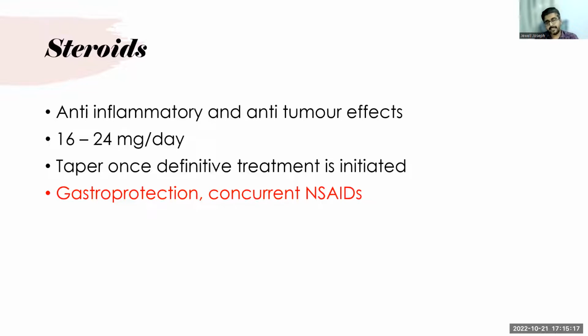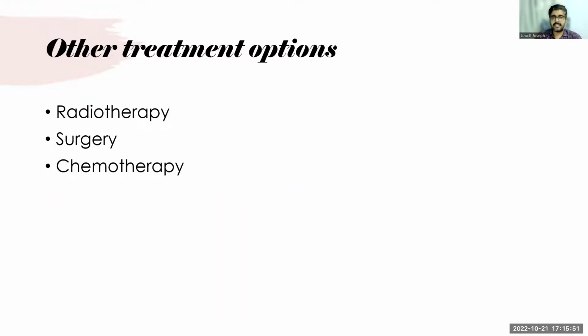Steroids, as I mentioned earlier, have anti-inflammatory and anti-tumor effects. The primary effect that we are looking for in this scenario is the anti-inflammatory effect and decreasing edema. But having said that, in diseases like lymphoma, it has an excellent anti-tumor effect as well. The usual dose that we give is 16 to 24 milligrams per day. Once the definitive treatment is initiated, we can try and taper it down, and always provide gastroprotection with proton pump inhibitors, and try to avoid the use of concurrent non-steroidal anti-inflammatory drugs along with steroids. Other treatment options, as I mentioned earlier, include radiotherapy.